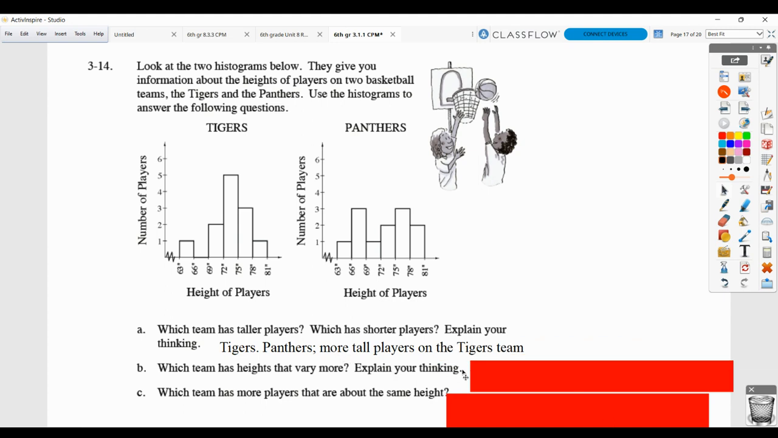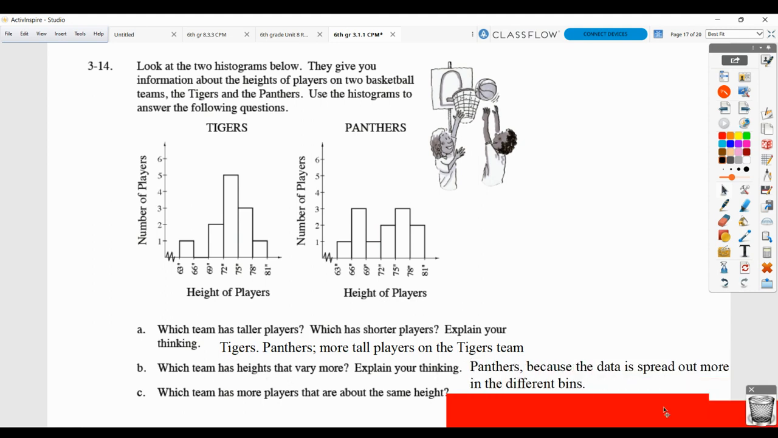And again, for your explanation, make sure you're explaining how many players you would consider to be tall on the Tigers. How many players would you consider to be tall on the Panthers? And then which team has heights that vary more? Well, that's going to be the Panthers. We can see that they have more data that's spread out and in different bins. Remember, we call these categories on the bottom bins. So they have a player from 63 to 66 inches in height, three that are between 66 and 69 inches in height, and so on, where more of the players on the Tigers are 69 inches in height and above.